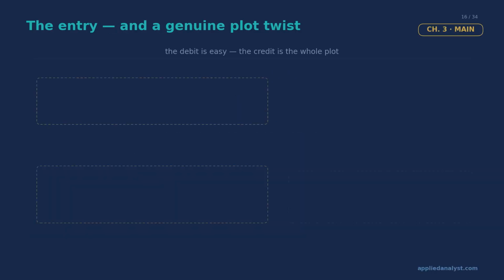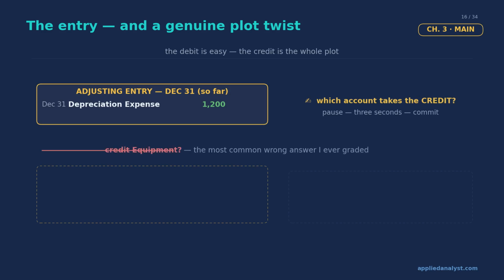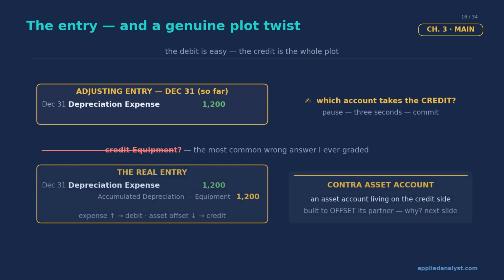Time for the entry, and a genuine plot twist. The debit is easy. Debit depreciation expense, $1,200. Now pause for 3 seconds and predict which account takes the credit. If you said credit equipment, that is the single most common wrong answer I ever graded, and it feels completely right. But we don't touch equipment. We credit a brand new kind of account, accumulated depreciation. Equipment, it's called a contra asset account, an asset account that lives on the credit side, built to offset its partner. So, debit depreciation expense, $1,200. Credit accumulated depreciation, $1,200.